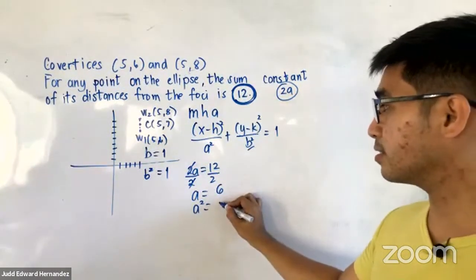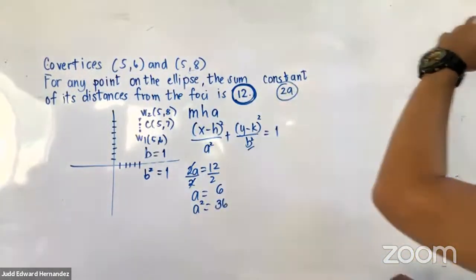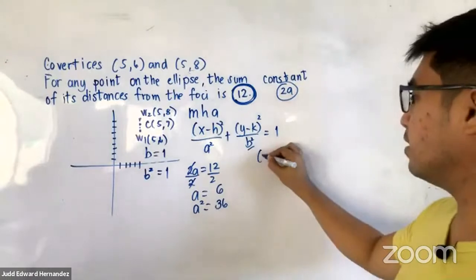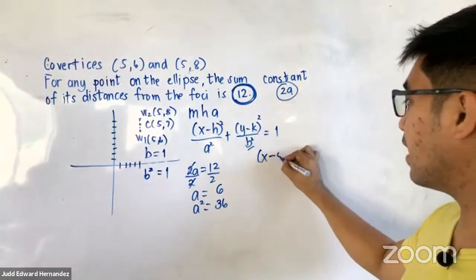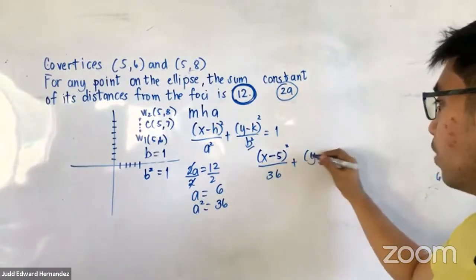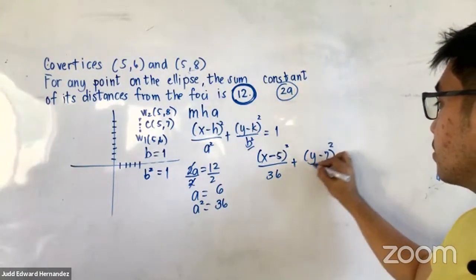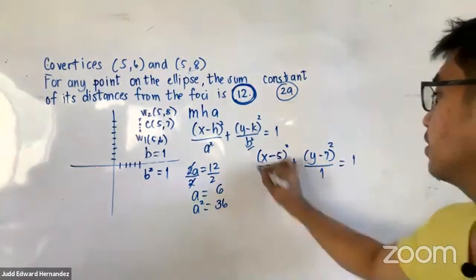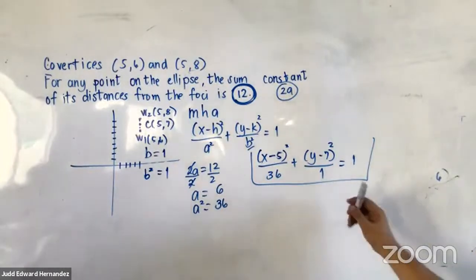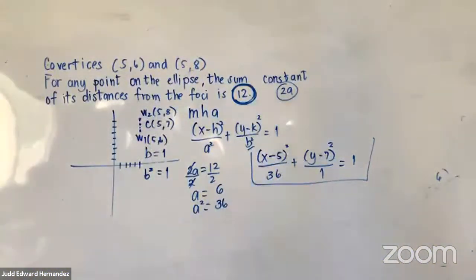Our a squared is 36. Okay. Substituting this into our equation, we'll now be having (x minus 5) squared over 36 plus (y minus k), which is 7, squared over 1 is equal to 1. Questions? So this is now the standard equation which satisfies this given condition. Okay, may tanong ba?